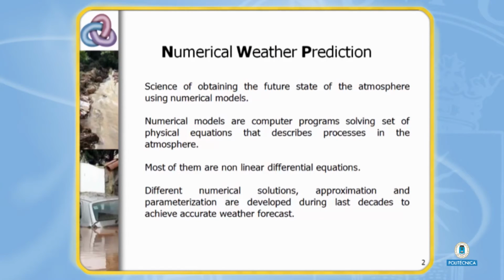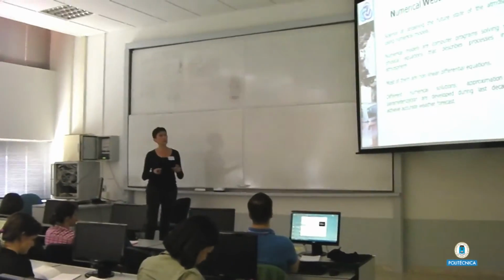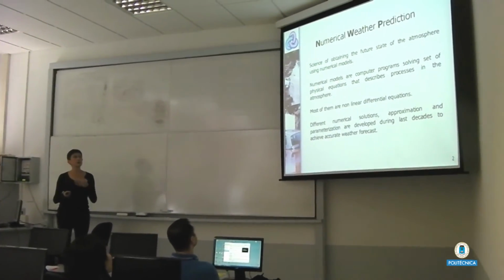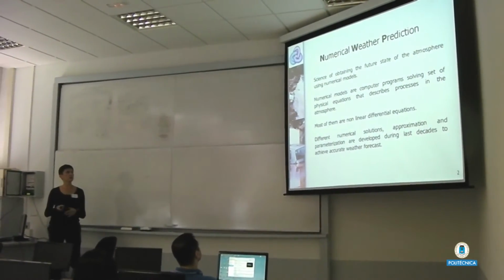What is actually numerical weather prediction? You already saw so many plots with the outputs from the model, but basically numerical weather prediction is the science of obtaining the future state of the atmosphere using numerical models. If we know the initial state, if we have observations, and if we know the equations and can solve them, we can have a future state of the atmosphere, or in other words, make a forecast.